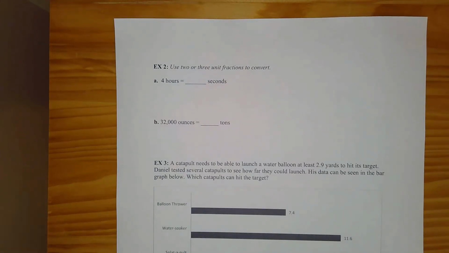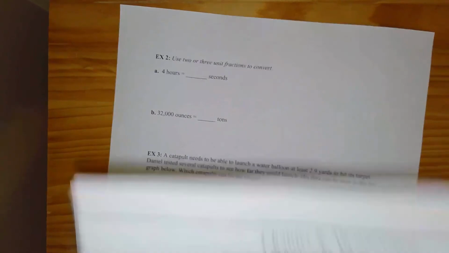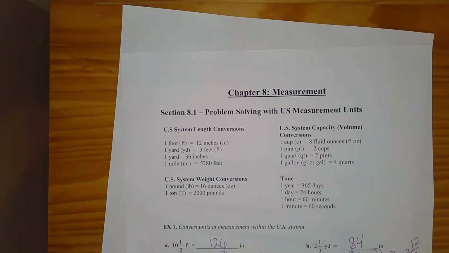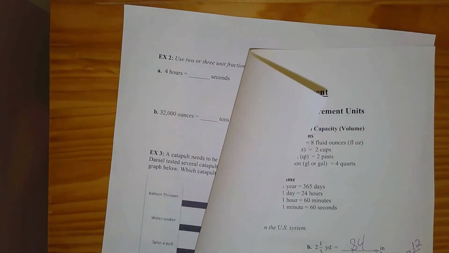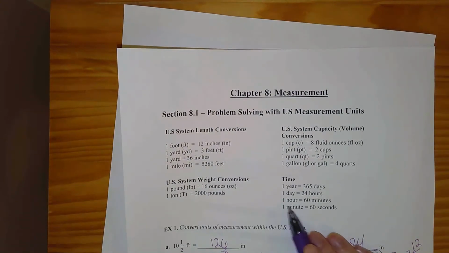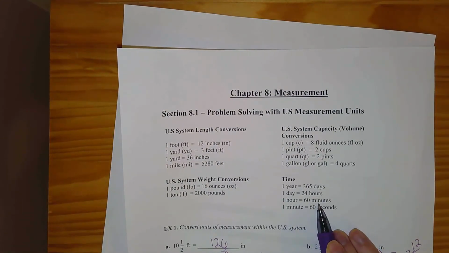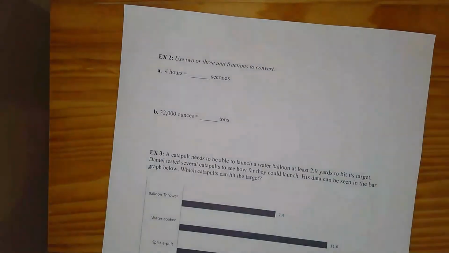So in part A, I'm trying to go from 4 hours to seconds. And if you notice in those conversion measurements, I'll put them back up here, we don't have an hours to seconds. We can go from hours to minutes, and that's it. But then I can go from minutes to seconds. So we're going to take this in 2 steps. We're going to go from hours to minutes, and then go from minutes to seconds. Okay, so that's our strategy.